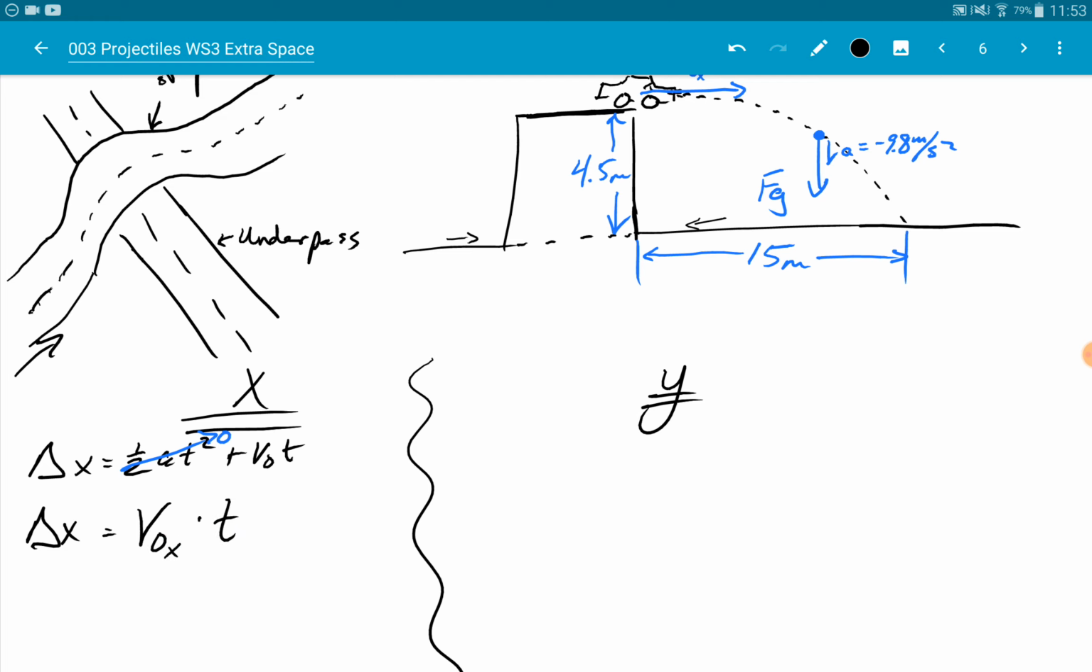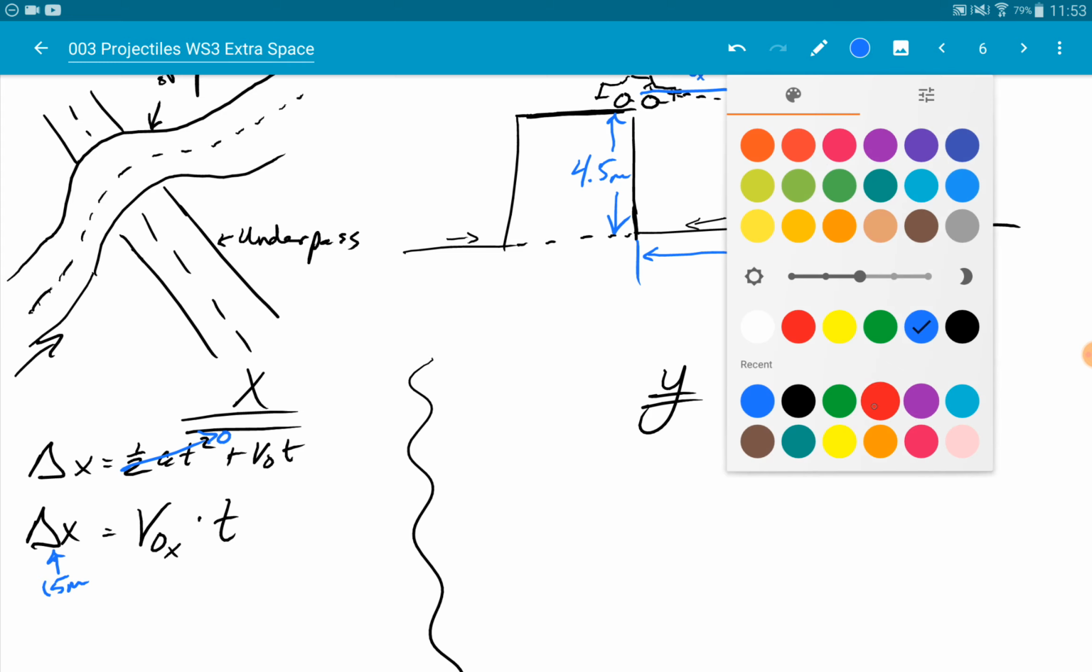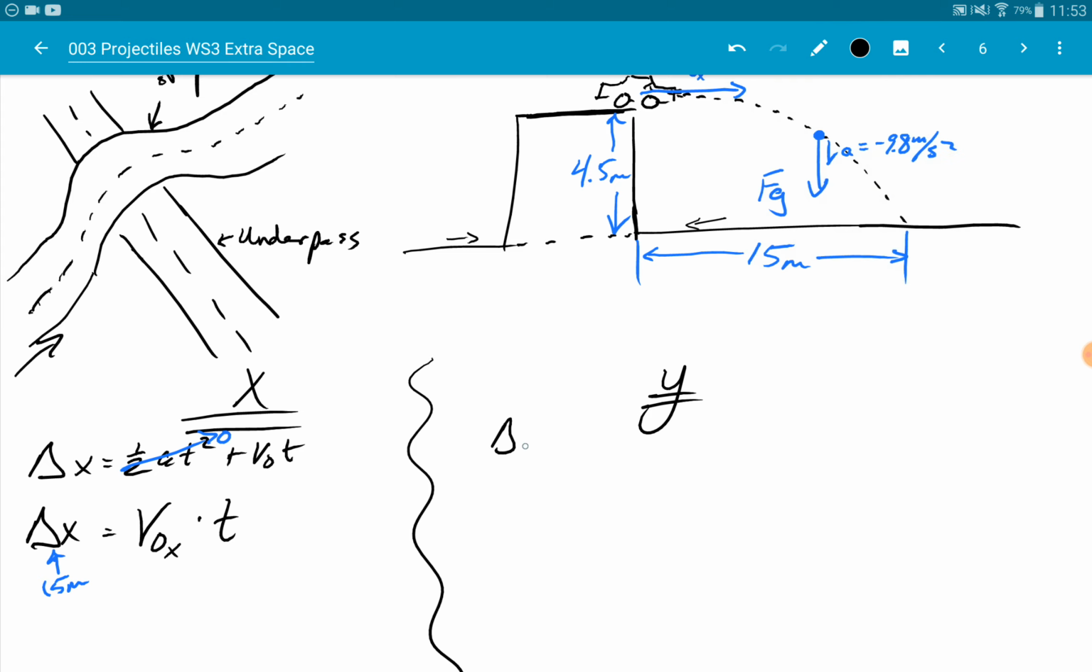But I'll be explicit there, multiplied by some time. Now, we do know that the delta x there, we do know this guy is 15 meters. But I don't know the time either, so I'm stuck right there. I can't solve that. But that's all right. Let's go to the y dimension. Maybe we can figure something out there.